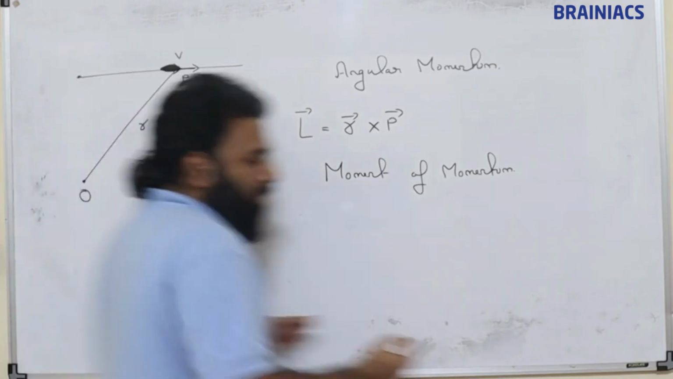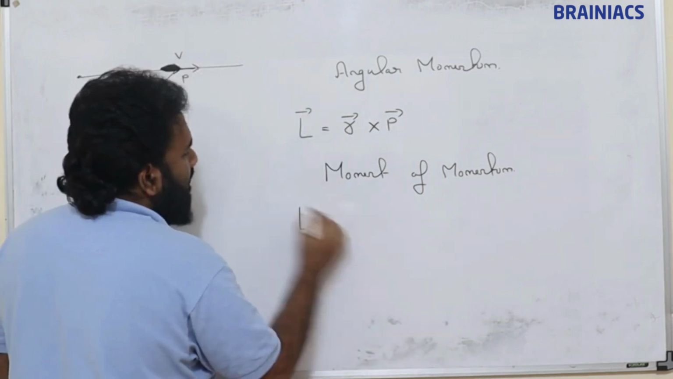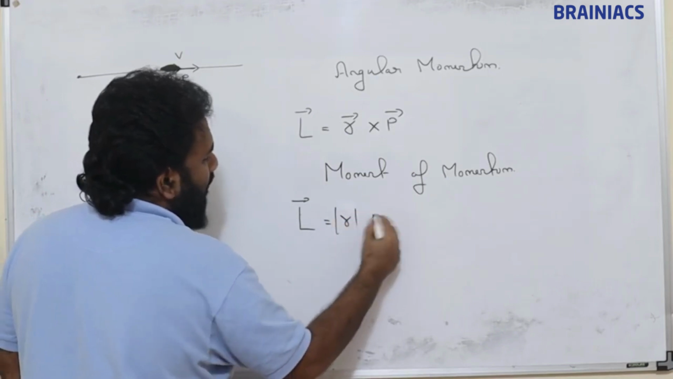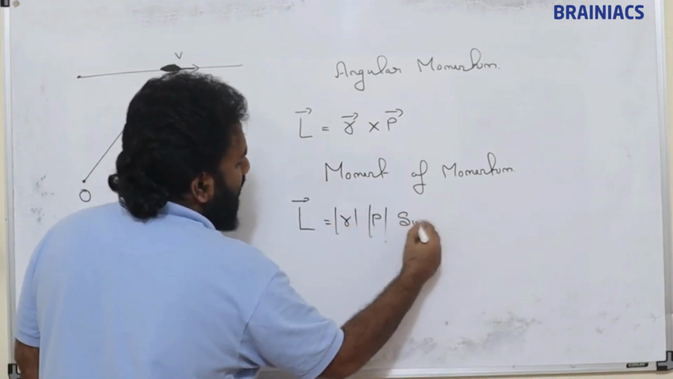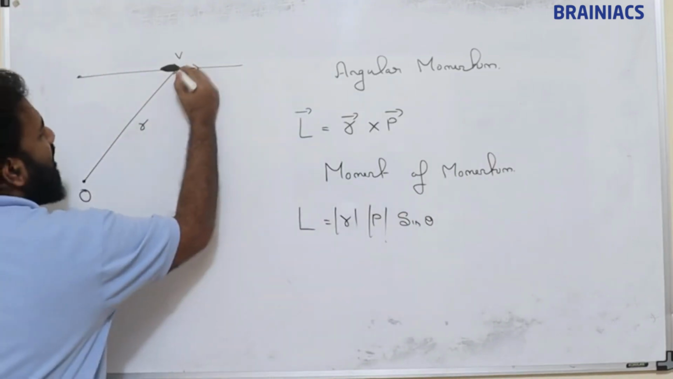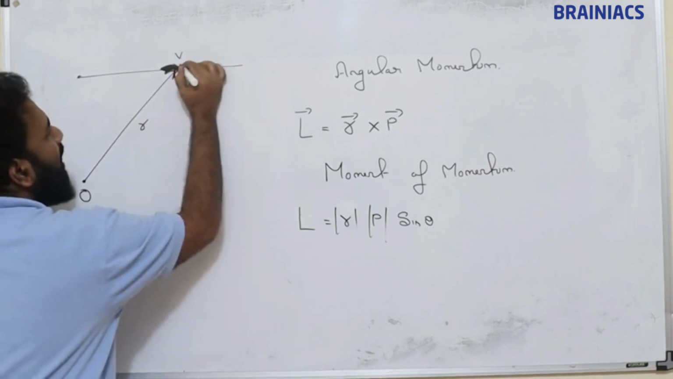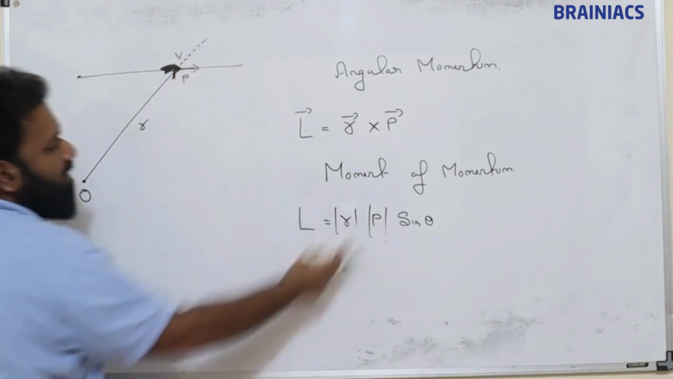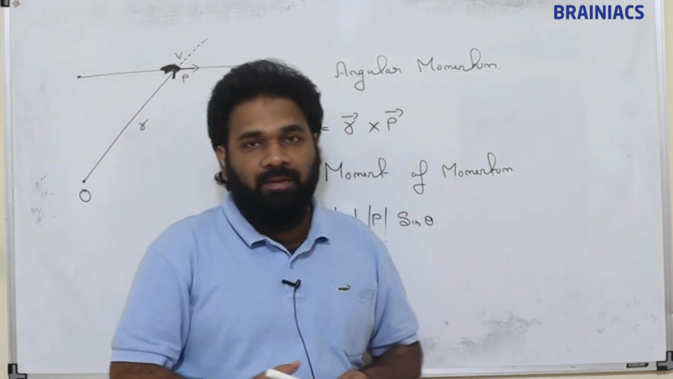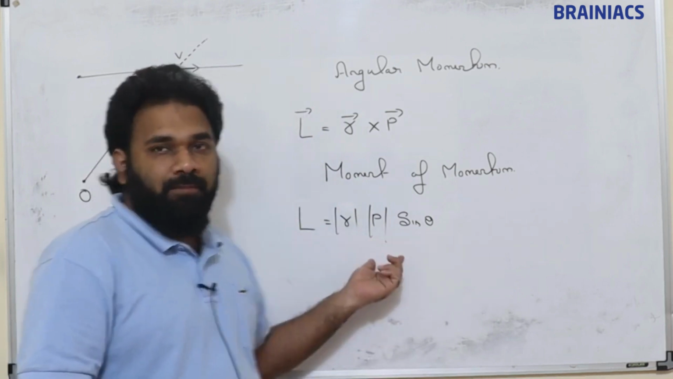We have already studied the cross product. Taking the cross product, L is equal to the magnitude of r, magnitude of p, and sine theta. What is theta? Theta is the angle between the r vector and the p vector.